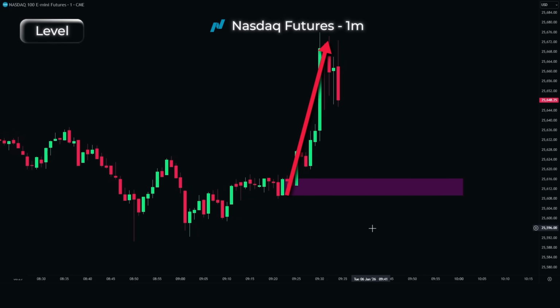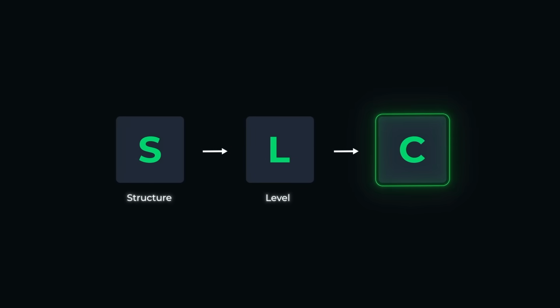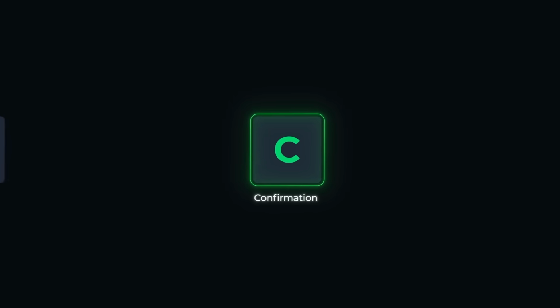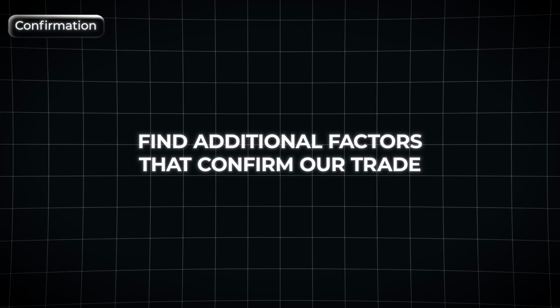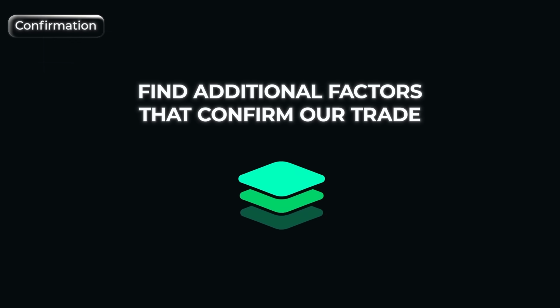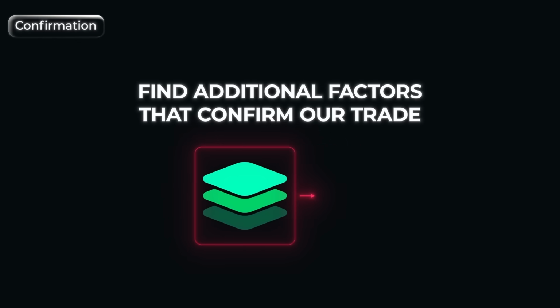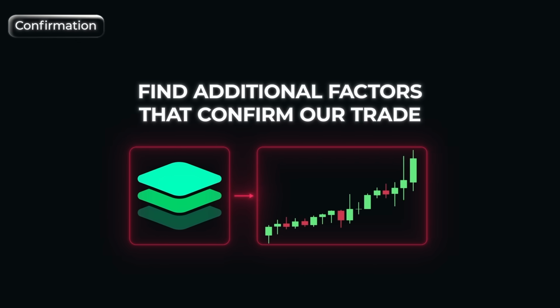Once the level is identified, we move to the C part of the SLC system, which stands for confirmation. So this is the last part you have to do before entering a trade, but is also the most important. To put it simply, confirmation is when we find additional factors that confirm our potential trade. In other words, we're trying to stack as many factors as possible before entering the trade to make sure that the setup actually has a high probability of working out.